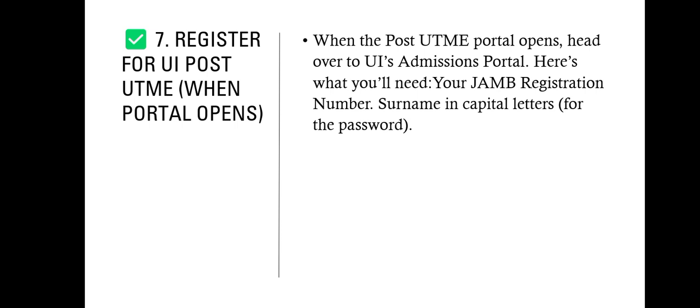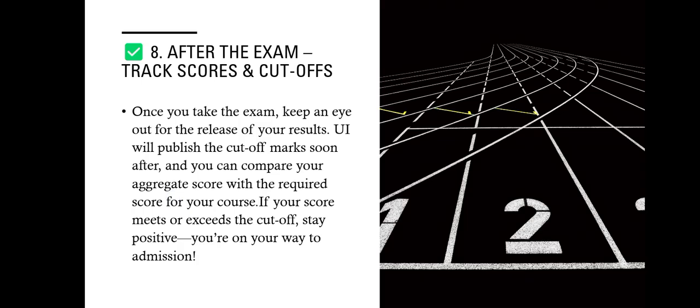So that's why I advise that you change your course on time so that you'll be recognized on time. You change your institution to UI on time so that you'll be recognized on time. So that's the 7th step, or the 7th thing you have to do or know if you're applying for admission in UI. So let's go to the next one.